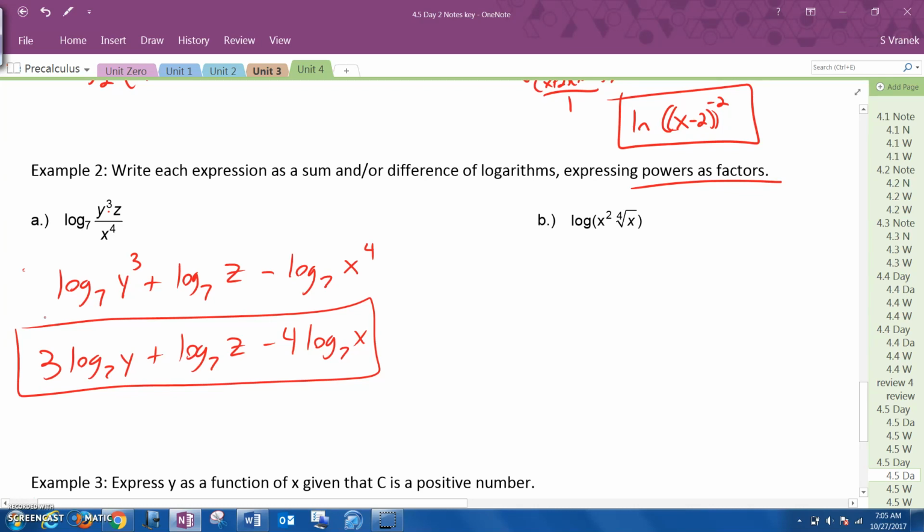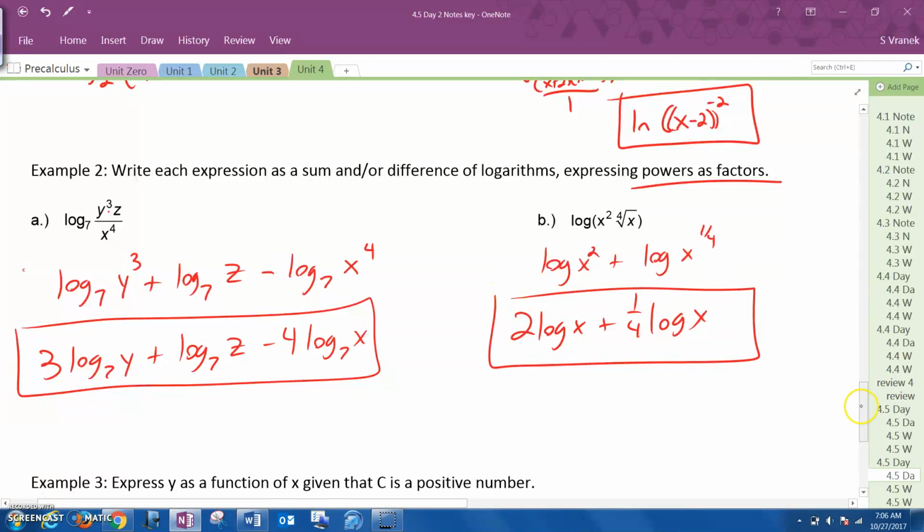Now this one, technically we can split up. So we get log of x squared plus log of x to the 1/4. And then we could bring the powers down. But on this one, you can also add these together. But since this says write as a sum or difference, we'll leave it like that. But technically, you could add these together because they're both log x. So we'll leave those as is for now.